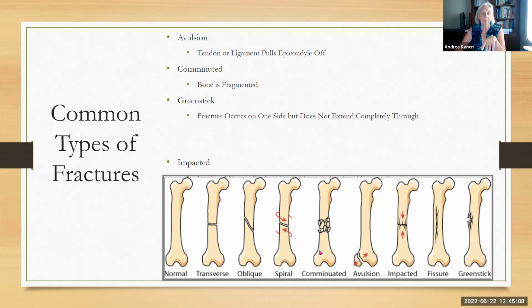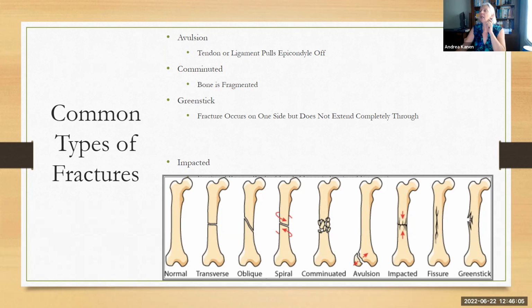Comminuted, and that is misspelled, it wasn't a clean break, it's fragmented, all right? Green stick, you'll often hear about, and that means it fractured on one side of the bone, but it didn't go all the way through, and so it's not fractured on the other side of the bone. Then we have impacted here, and that's where the fractured bone is wedged inside of the, okay, let's try that again. We fractured it, so they're not attached anymore, but what happened is one of these is now pushed into the other one. Still broken, but impacted.